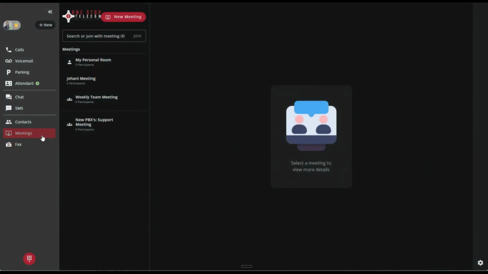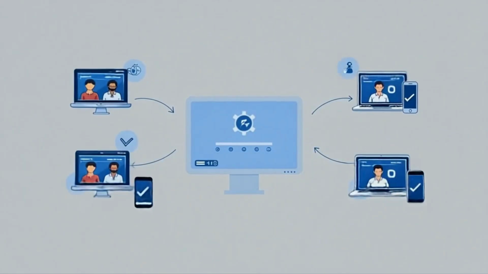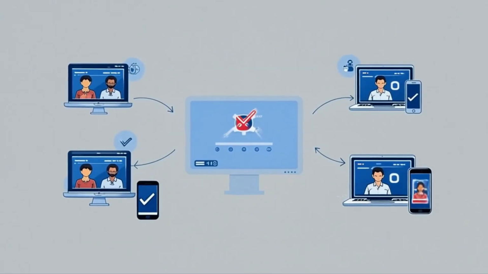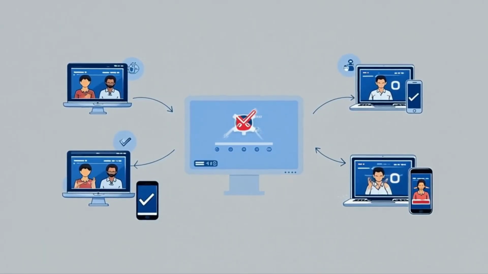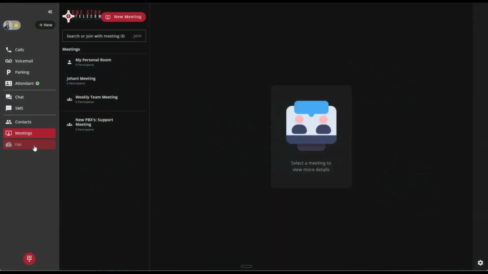Below Contacts is your Meeting option. Here you can see past meetings and scheduled meetings. To create a new video meeting, simply click on the New Meeting icon. Video meetings can be set for internal users as well as external users. No application is needed for an external user to join your meeting. This can be done through a browser or a mobile or desktop device.